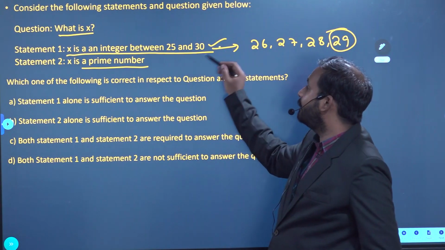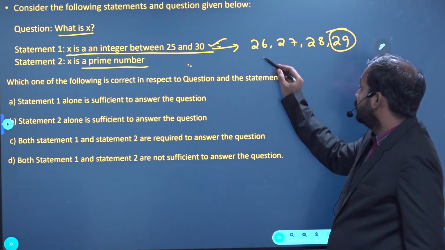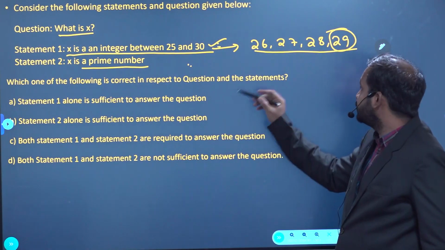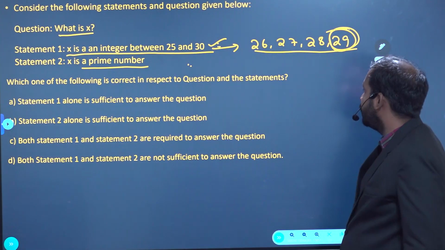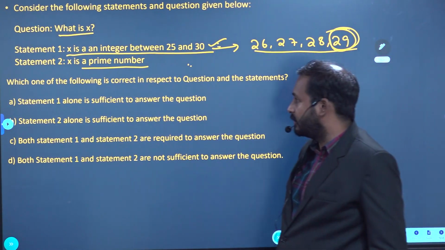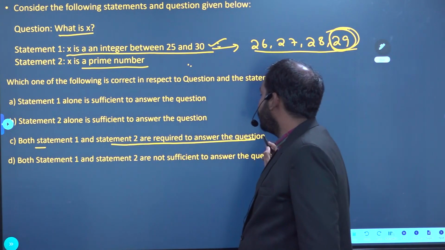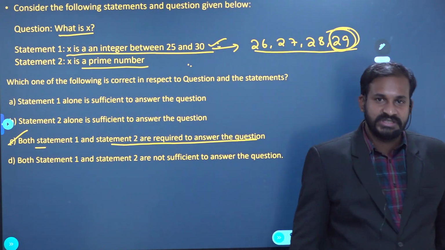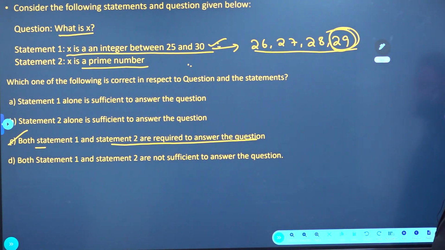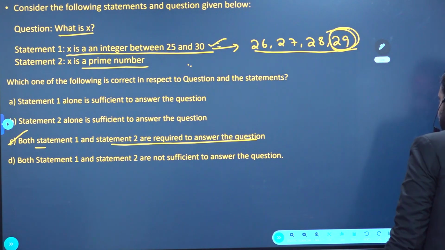But when I combine these two statements, the range is from this one and x is a prime number. How many values do I have? Only one prime number, that is 29. 29 is the only prime number. So both statement 1 and 2 are required to answer the given question. Definitely I require both statements here to tell our required answer. Understood? Definitely we require both statements here.